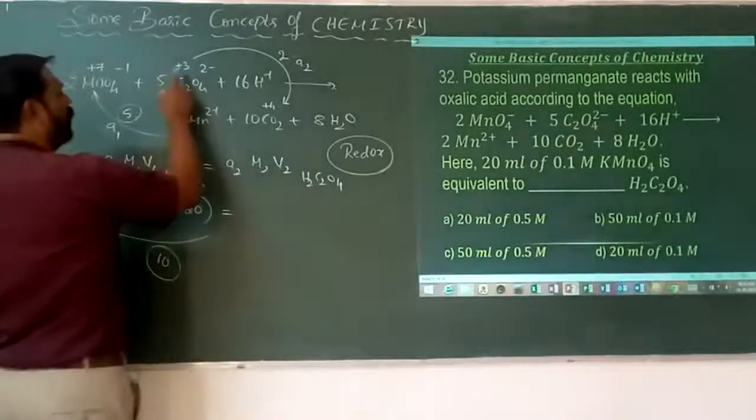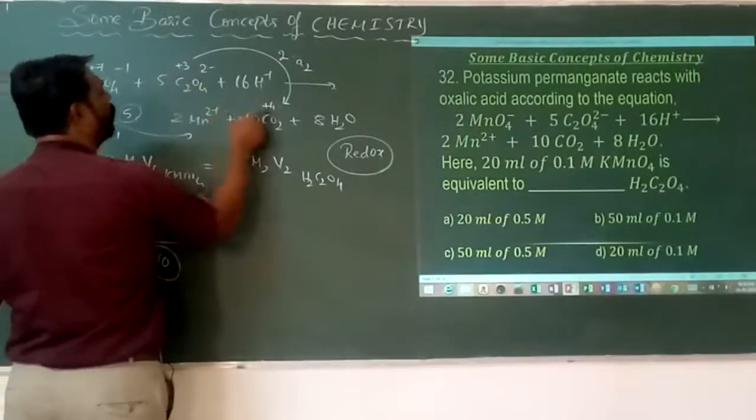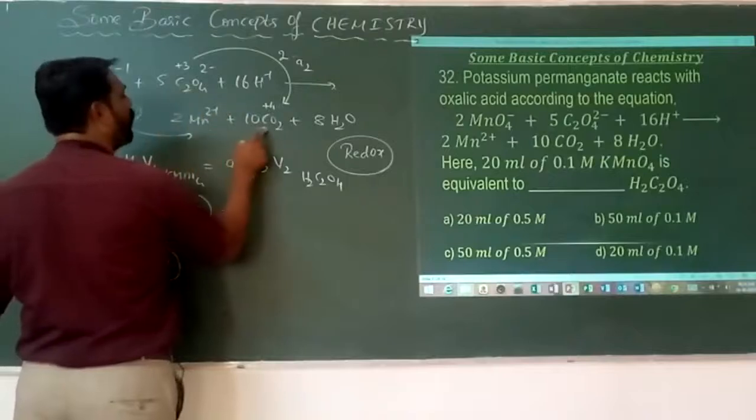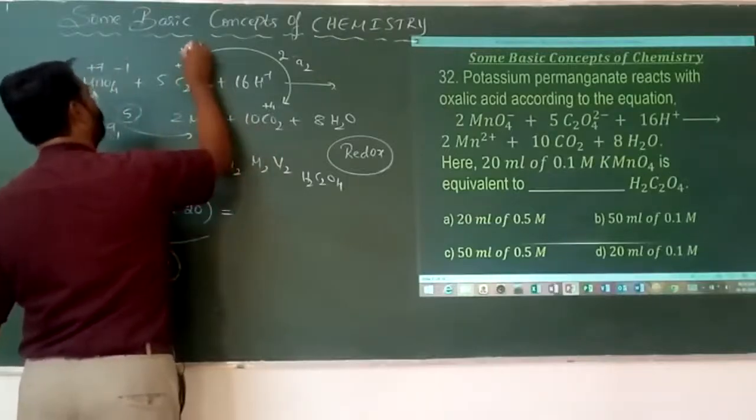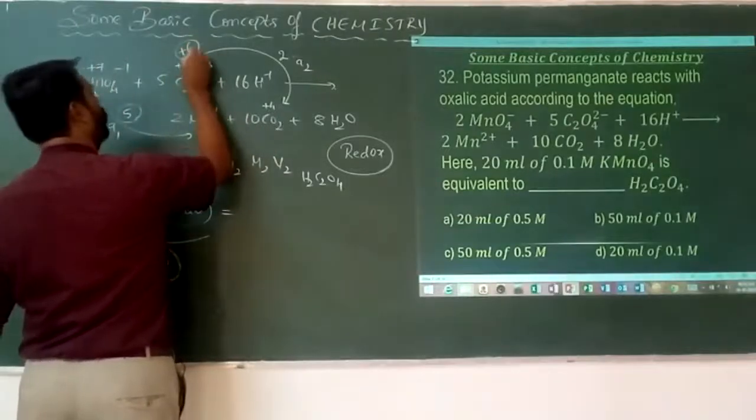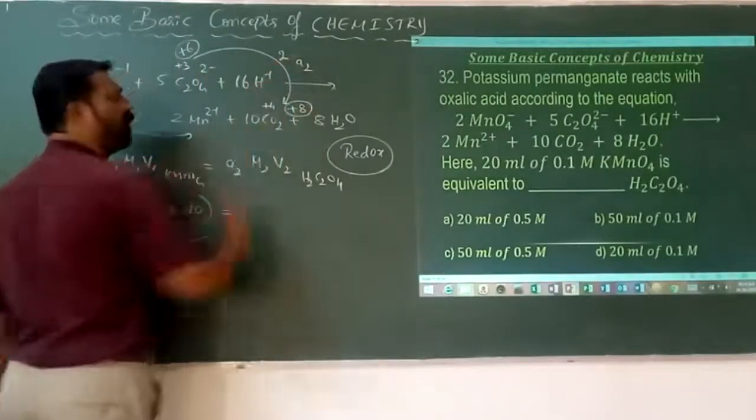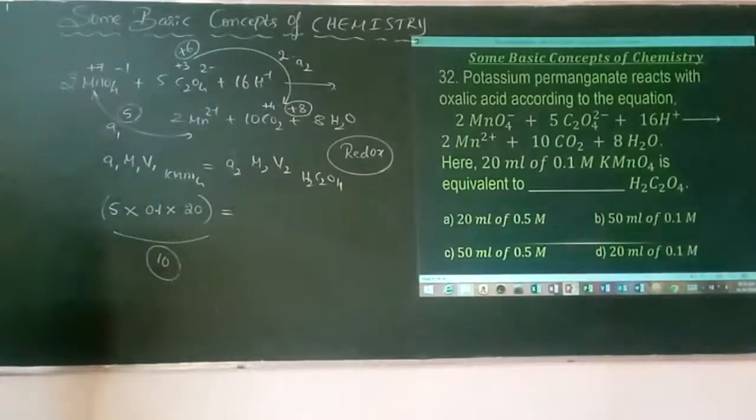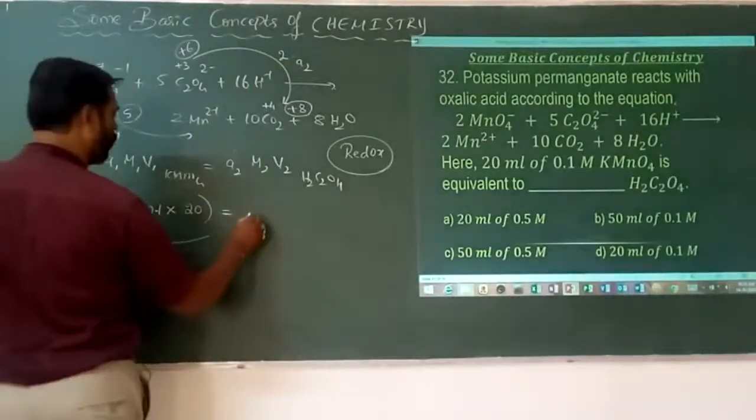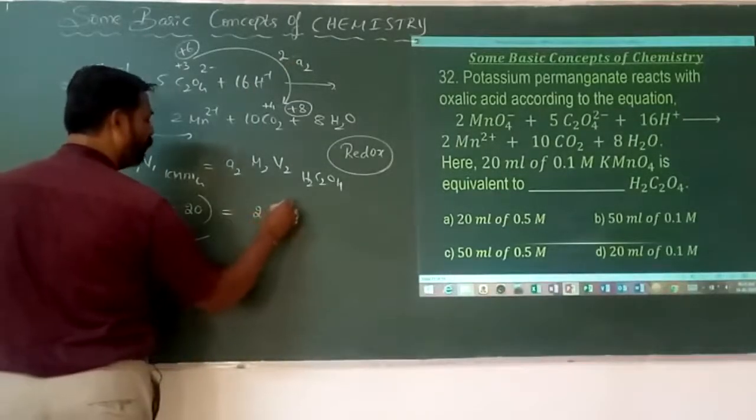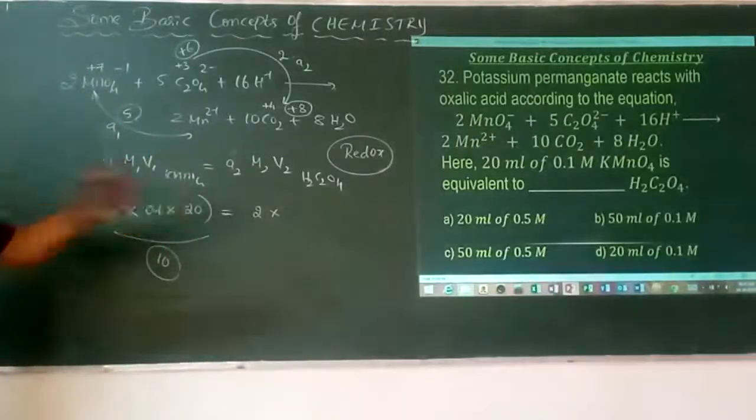What is A2 here? For 1 carbon, plus 3 to plus 4. But here it is C2, which means we have to take 2 times. Therefore it is from plus 6 to plus 8. Plus 6 to plus 8 means the number of electrons lost is 2. Therefore A2 is 2 into the molarity into the volume. Which fits the formula among the 4 options here?